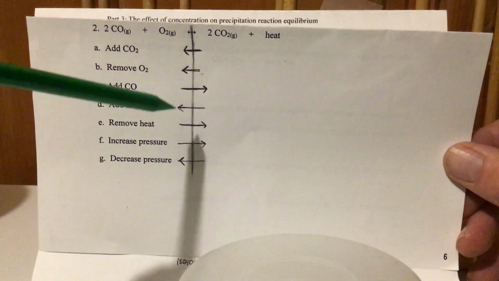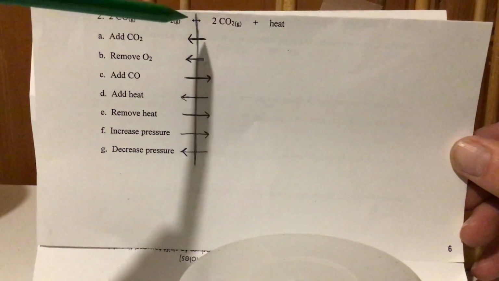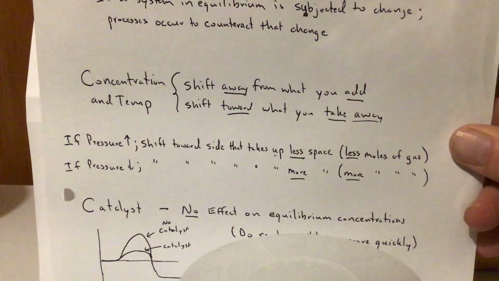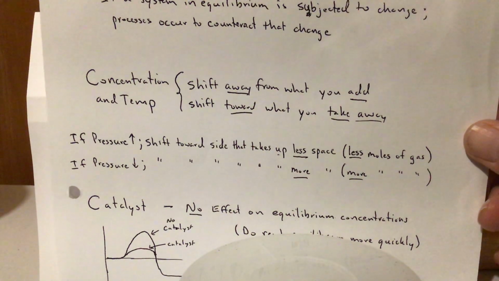If I increase or decrease pressure, hey, I don't see pressure in this system. How do I do something like that? Let's look at one other hint sheet right here. And this is a summary of some of the things of LeChatelier's principle, shifting away from what you add, shifting toward what you take away with temperature.